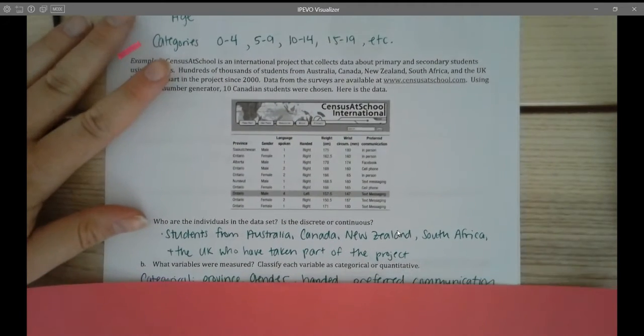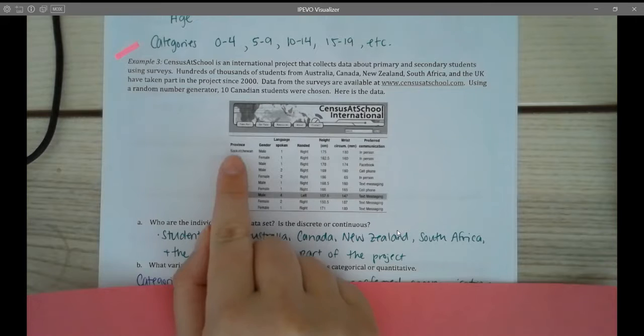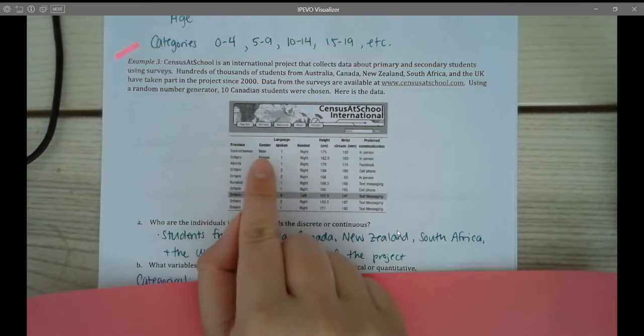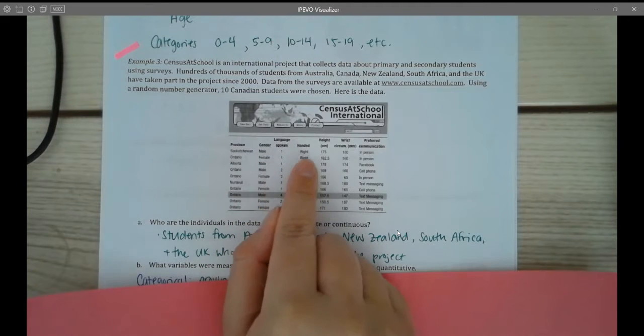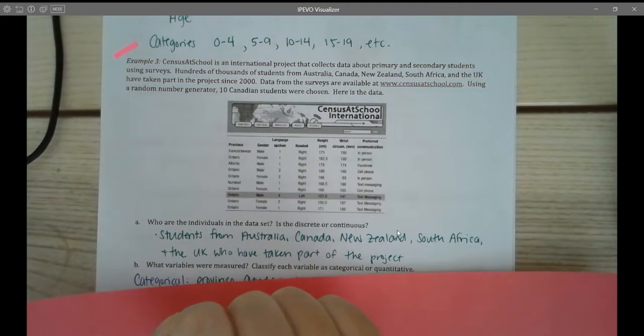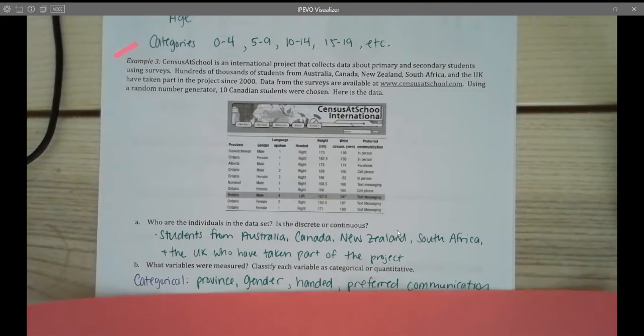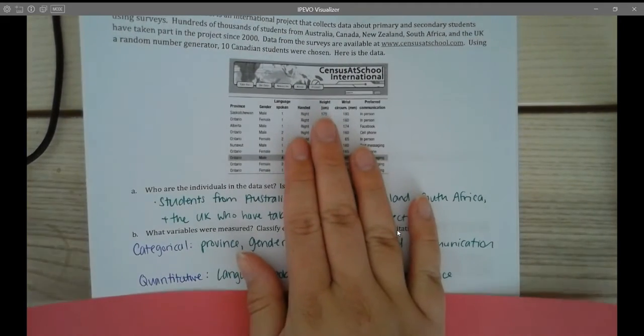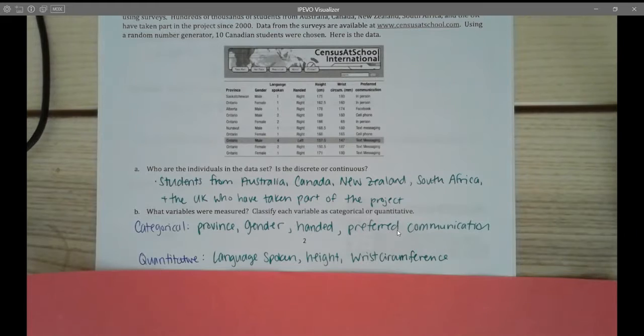The variables that I see are just going to be all these categories here. So we're looking at a sample of 10 Canadian students. So we have their province, their gender, the language that they speak, whether they're right or left-handed, height, wrist, and preferred communication. And I went ahead and just wrote them already as categorical and quantitative. Get those out of the way there.